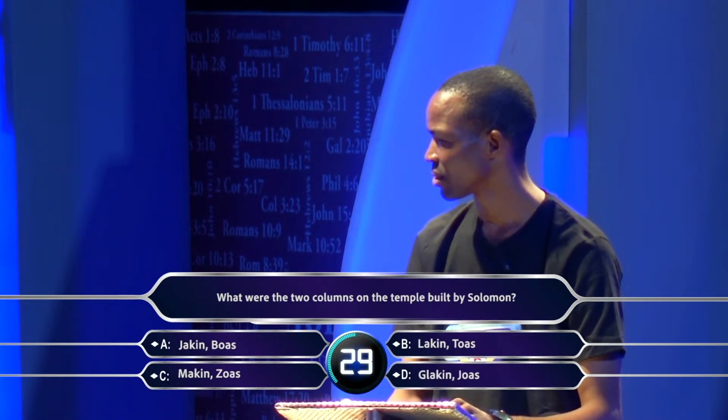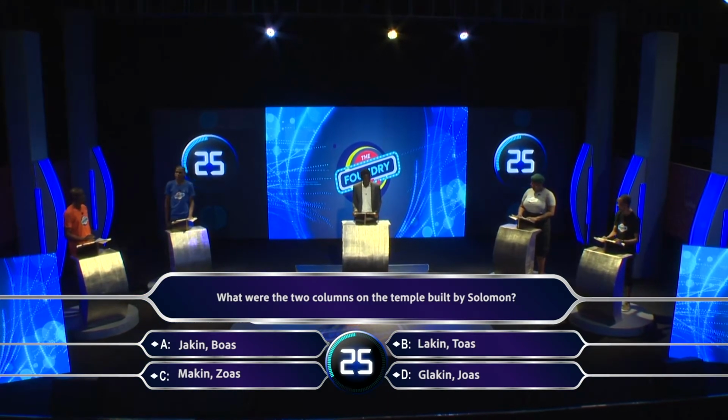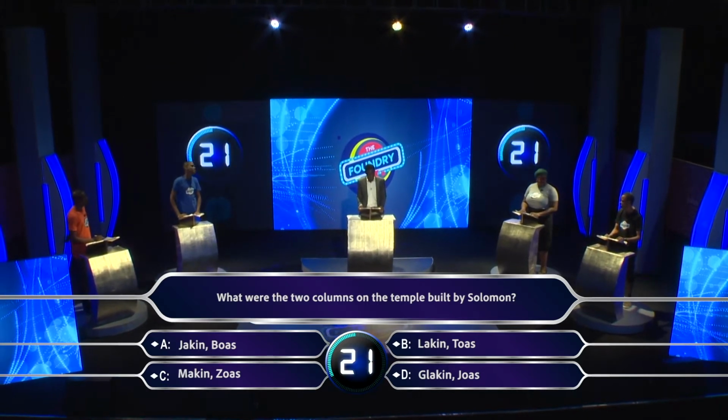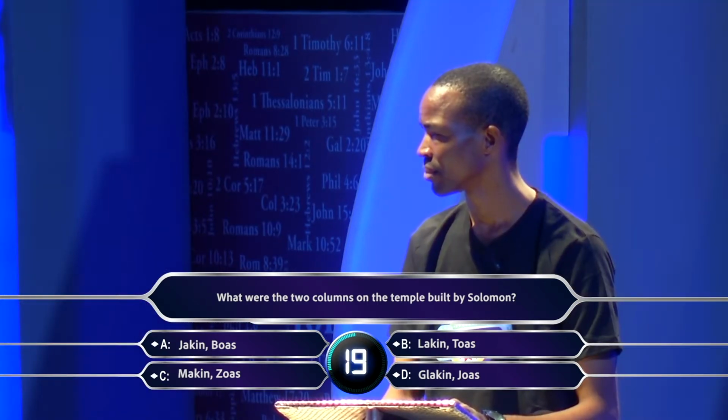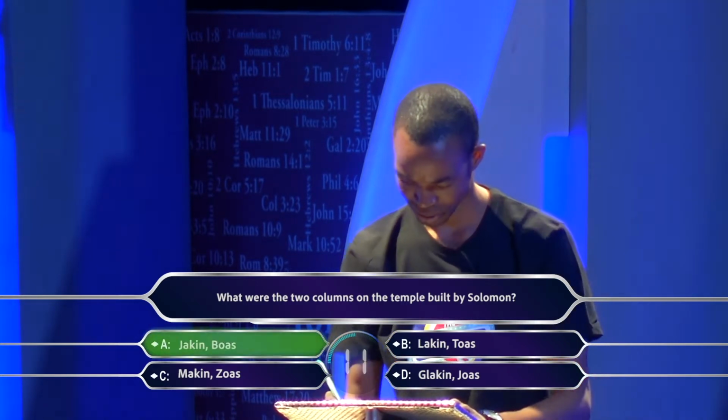One more time. What were the 2 columns on the temple built by Solomon? A, Jachin and Boaz. B, Lachin and Toaz. C, Machin and Zoaz. D, Glachin and Joaz. A. Jachin and Boaz, correct. 10 points.